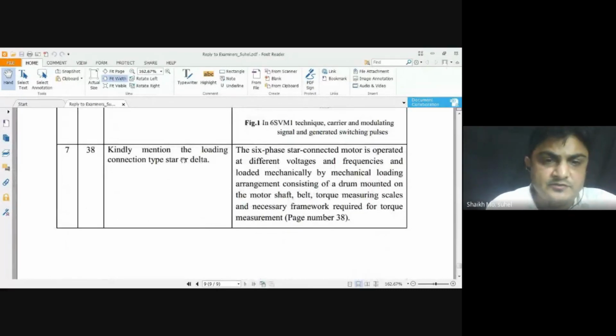The last question was about the loading condition type, whether it is star or delta connected. The answer was that it is not star or delta connected. The loading is actually mechanical loading, which we used to apply the loading condition. So these are all the questions that were asked.